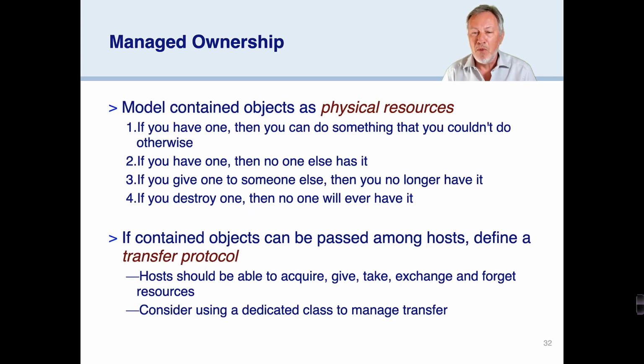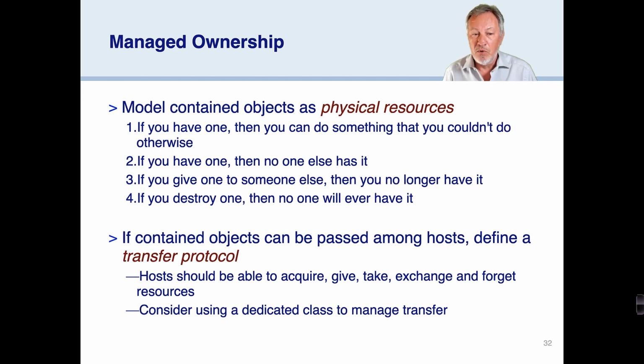In other words, you're modeling these objects as physical resources. So either I have it or you have it. If you have it, then you can do something you couldn't do otherwise, and nobody else has it. If you give it to somebody else, then you don't have it anymore. If you destroy it, then nobody else ever has it. It's like a thing that you can hold in your hand, but nobody else can have it as well. And if they can be shared, then you have to have a transfer protocol. So you can give it to me, and if you give it to me, then I have it and you don't have it anymore.